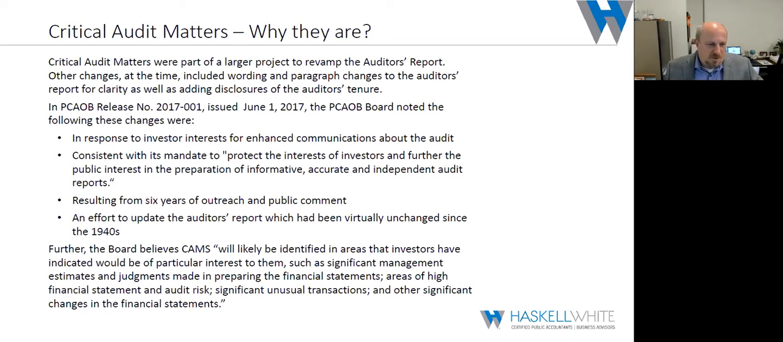And when you scroll all the way through this list of bullets here that I lifted out of their release, they did 6 years of public outreach and comment to try to formulate the ideas that people wanted to know more about what's going on in the audit. And the reality is the audit report, but for some cosmetic changes and some mild wording changes over just the last 4 or 5 years, there's only been a handful of minor changes in that audit report since the 1940s. So to some degree, it was looking a bit stale and dated, and they thought they needed to upgrade a little bit.